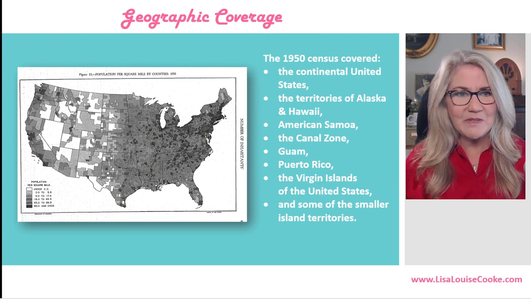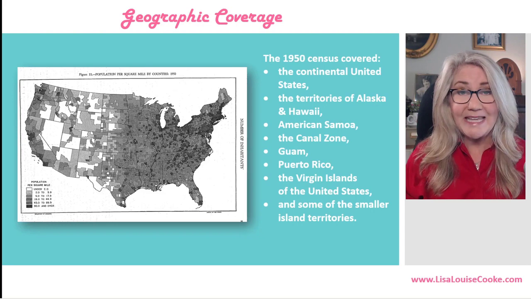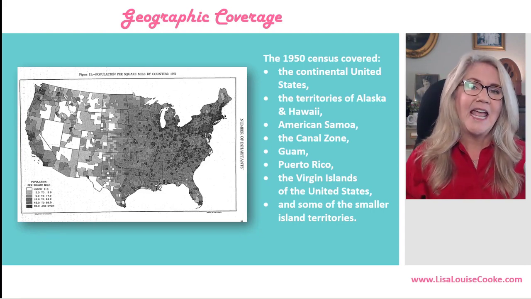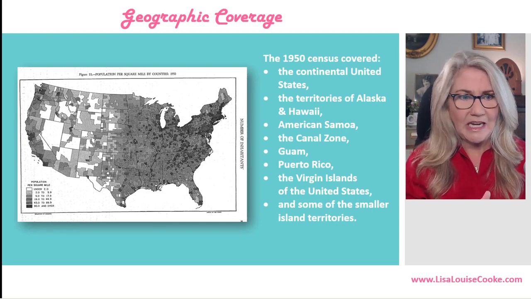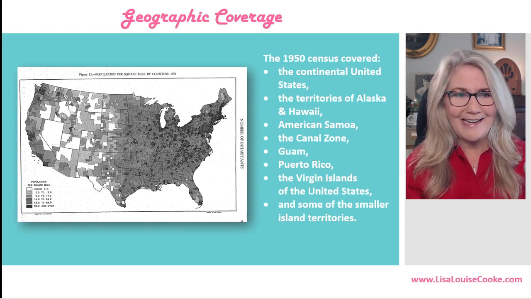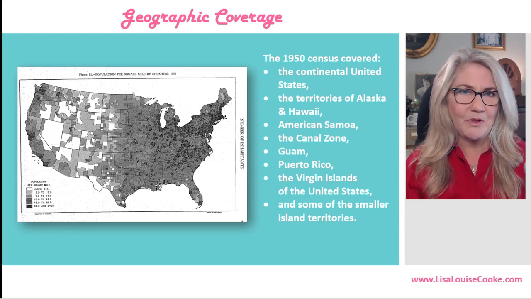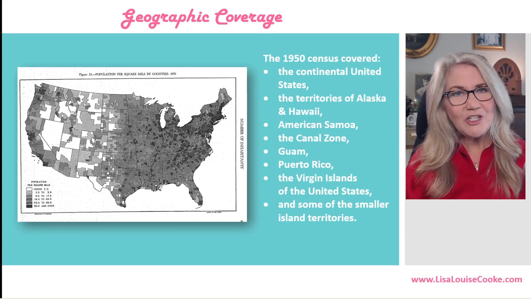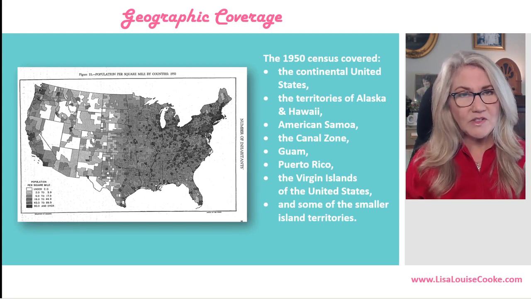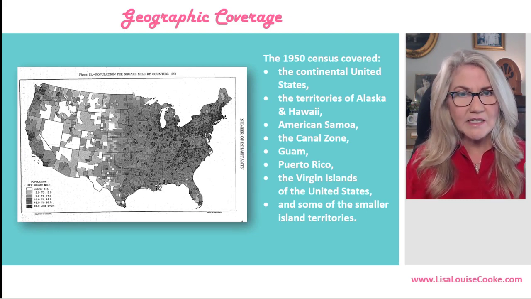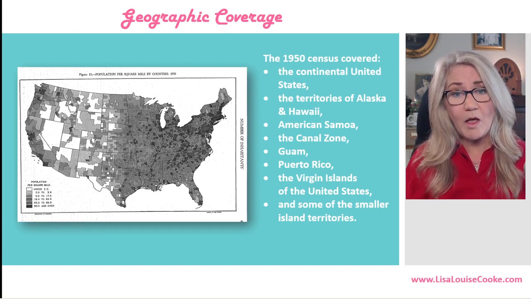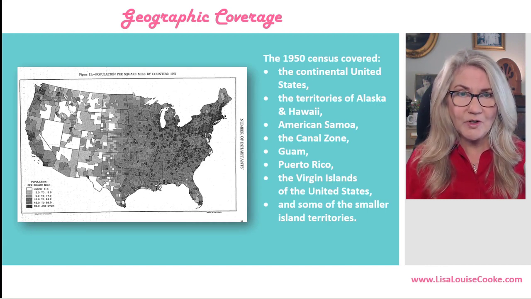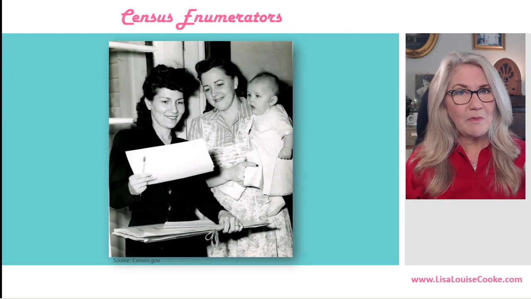This came out in 1950. It's population per square mile by counties in the continental United States. And it does cover the continental United States. It's really interesting to see all the really non-populated areas at that time. There was about 150 million people across the country at that point. But in addition to the continental United States, they also, in the census, covered the territories of Alaska and Hawaii, American Samoa, the Canal Zone, Guam, Puerto Rico, the Virgin Islands, and some of the smaller island territories. So a little broader than we might have thought.